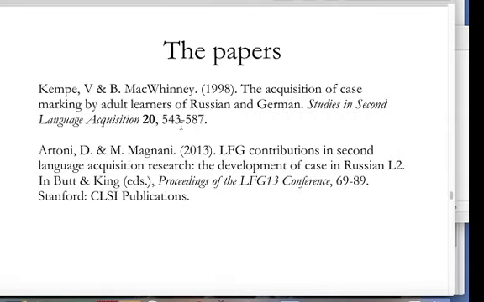So here are the papers I picked. One of them is by Kempe and MacWhinney, and it's about the acquisition of case marking by adult learners of Russian and German. This comes from a peer-reviewed journal in second language acquisition, which you can think of as being somewhere in between basic and applied linguistics. The second one is by Artoni and Magnani, and it's about a particular kind of grammatical theory called lexical functional grammar, and how that theory can contribute to second language acquisition research, the development of case in second language Russian or foreign language learners of Russian.